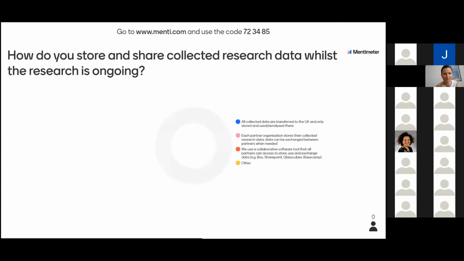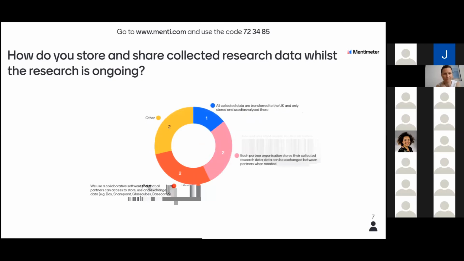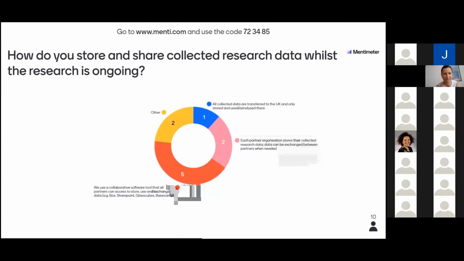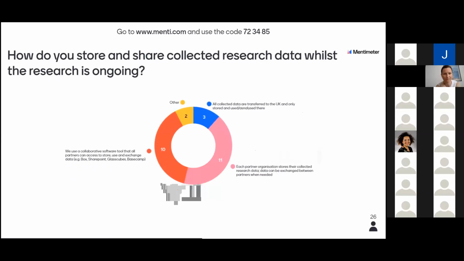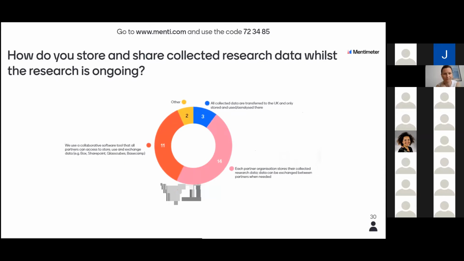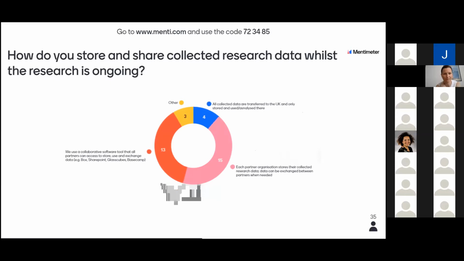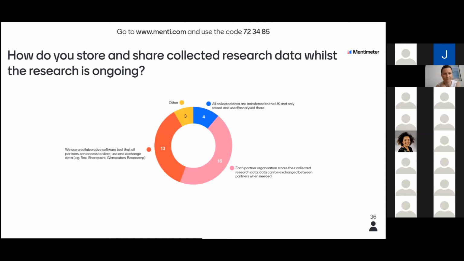And a second question: how do you store and share collected research data whilst the research is ongoing? And that's excellent to see. So the majority either have a collaborative platform that everyone can access in order to store, use, and exchange data, or every partner organization stores their own data and it can then be exchanged between partners when needed. That seems to be the majority.